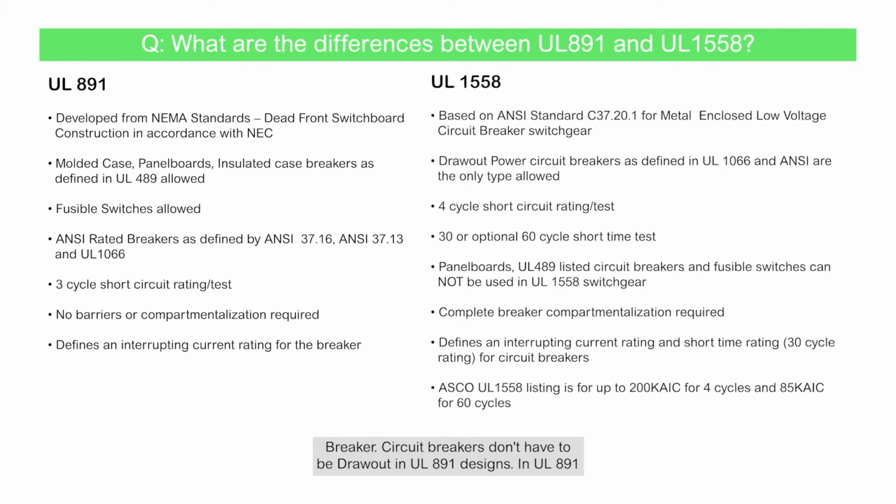In UL891 there is a short circuit rating, and that is a 3-cycle test, whereas UL1558 is a little more stringent and the short circuit rating is based on a 4-cycle test. UL1558 also requires a short time test, which is not required by UL891. It can be a 30-cycle test, or there's an optional 60-cycle test. ASCO switchgear was tested to the optional 60-cycle test. You can't use panelboards or fusible switches or UL489 listed breakers in 1558 designs.